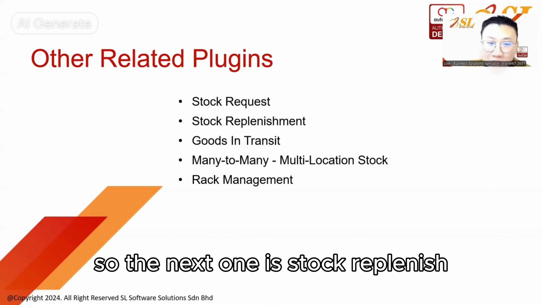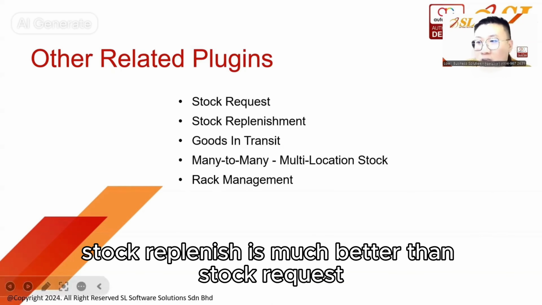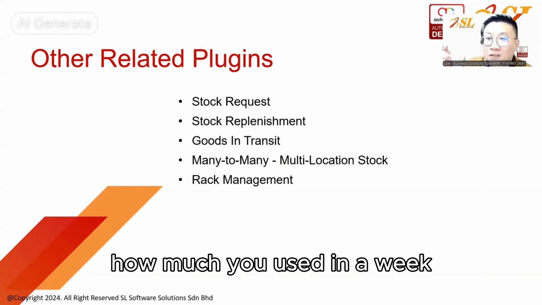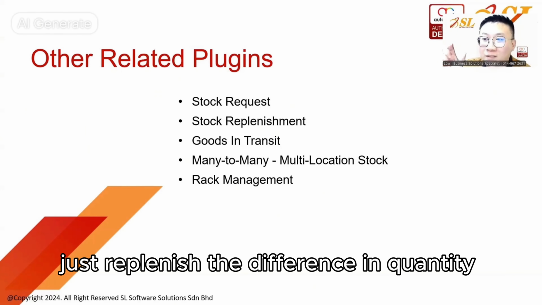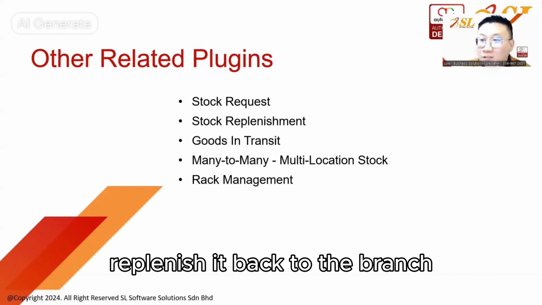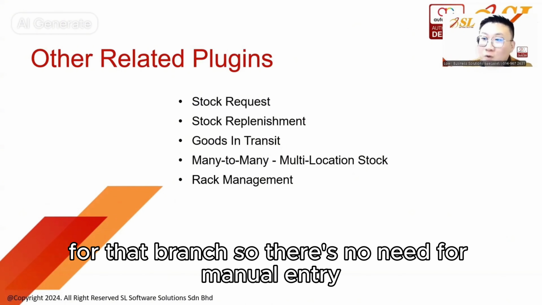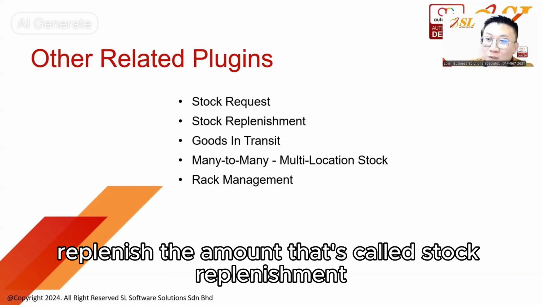So the next one is stock replenish. Stock replenish is much better than stock request because stock replenish might be based on your usage. How much you used in a week, just replenish the difference in quantity. Replenish it back to the branch and it will directly calculate how much you used that week or month for that branch. So there's no need for manual entry. Replenish the amount. That's called stock replenishment.